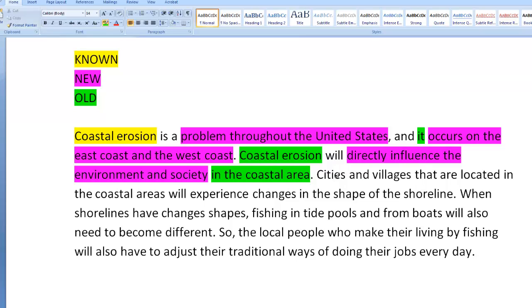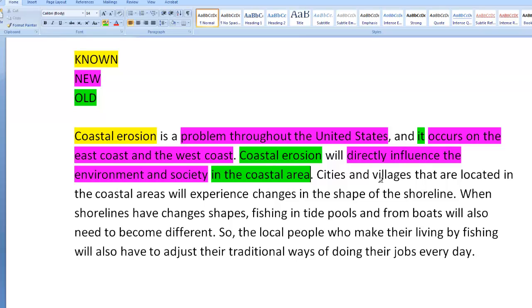Okay, and then you can see in the next sentence, cities and villages is our subject. We have talked about coastal area, we have talked about East Coast and West Coast, but now we're starting to talk about people and the people that live there, and we haven't done that before.